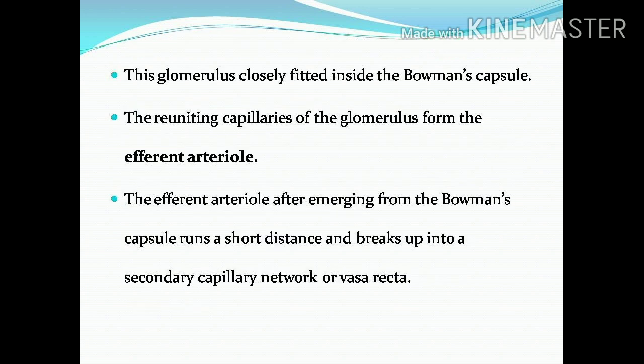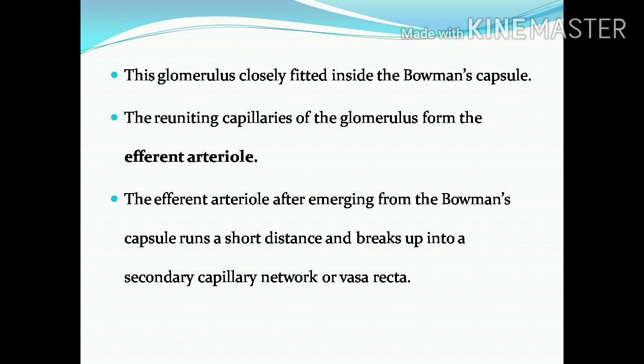The reuniting capillaries of the glomerulus form the efferent arteriole. This capillary network of the glomerulus rejoins to form the efferent arteriole. One more arteriole we can see, that is the efferent arteriole. The efferent arteriole, after emerging from the Bowman's capsule, runs a short distance and breaks up into a secondary capillary network that is called vasa recta.